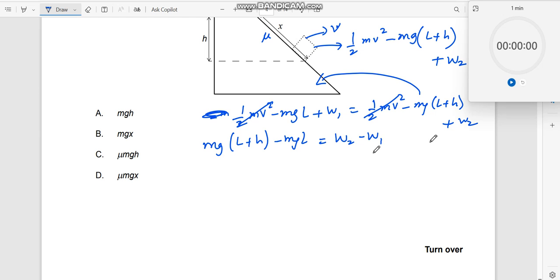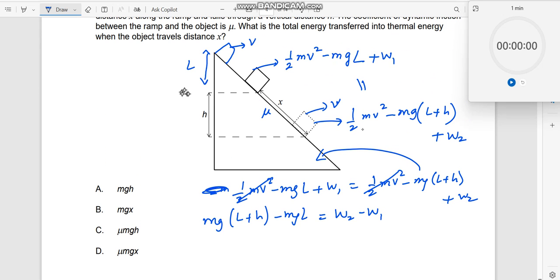What is W2 minus W1? The work done by the friction, okay, when the object starts from here and reaches here, minus the work done by the friction along this one, which means there is a net work done by this one, or net energy received by the friction. Or this also you can say, what does friction do? Friction produces heat energy. So you can say this should be equal to the heat energy produced, right?